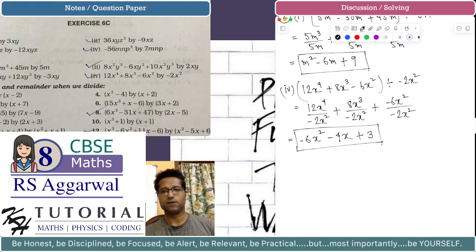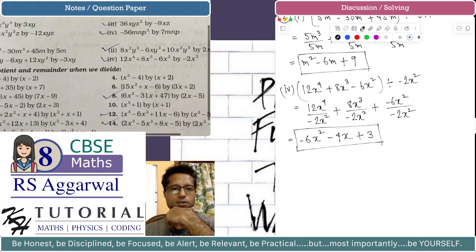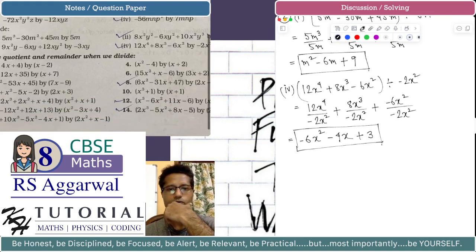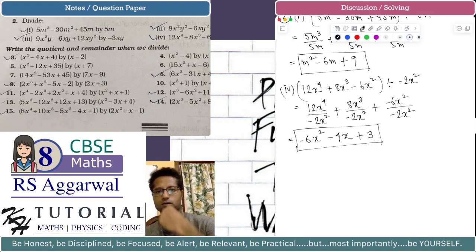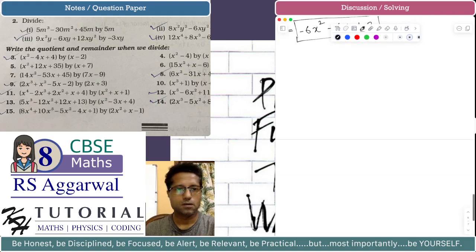Okay, so that was a division of a polynomial by a monomial. Now let's do a division of two polynomials, and now in all the problems we have to find the quotient as well as the remainder, if there is any remainder. Okay, let's do problem number 3.